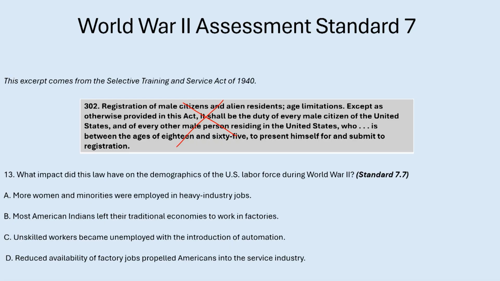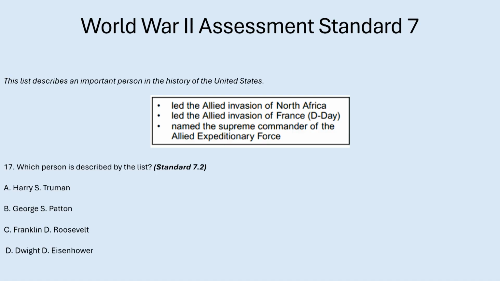Most American Indians left the traditional economies to work in factories. Unskilled workers became unemployed with the introduction of automation. We know that can't be the case. Reduced availability of factory jobs, no, there are going to be more jobs. So we have to determine between A and B. More women and minorities were employed in heavy industry jobs. Most American Indians, come on now. Best answer. And that's not even having read the excerpt.